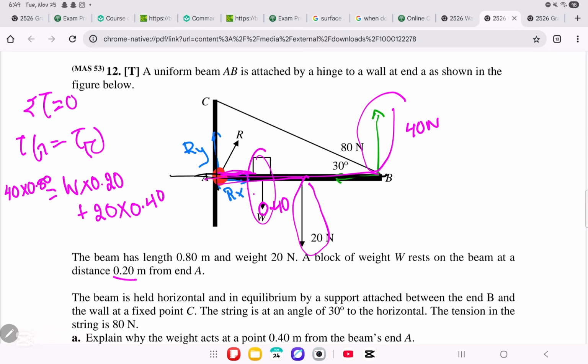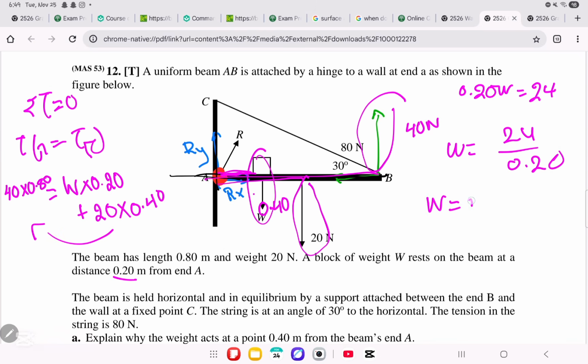Perfect. Now we need to solve. Move this to the other side. You will get that 0.20 W is equal to 40 times 0.8 minus 20 times 0.4, and you will get it to be equal to 24. So W is equal to 24 over 0.20, and W is equal to 120 newtons.